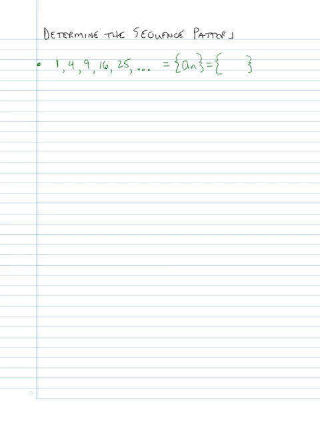And if we think that, how can we get 1? Well, we can square 1. How can we get 4? We can square 2. How can we get 9? We can square 3. And you can see that the first term is 1 squared. The second term is 2 squared. The third term is 3 squared, and so on.